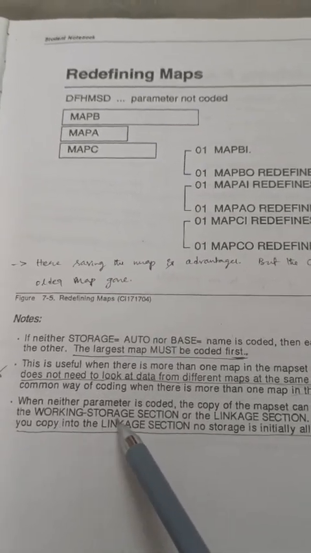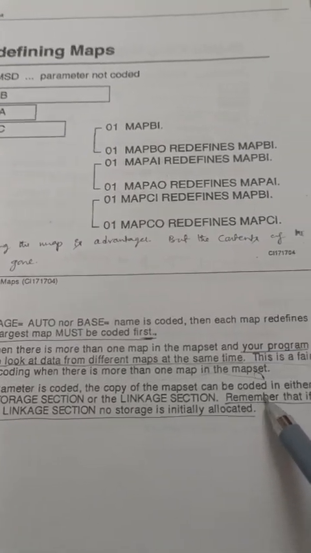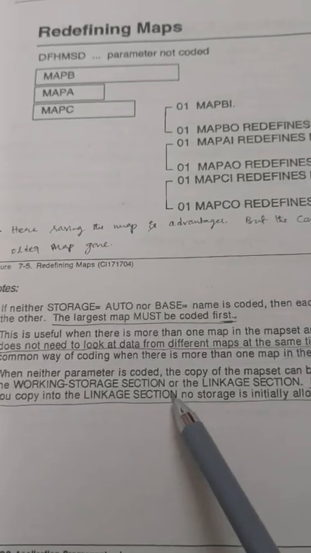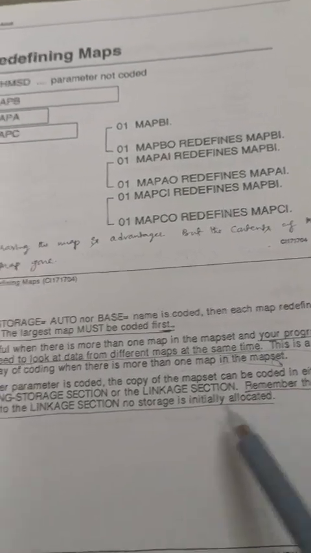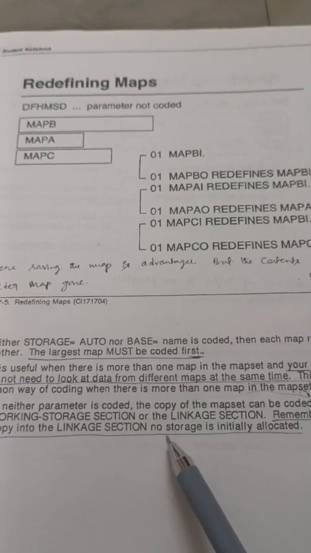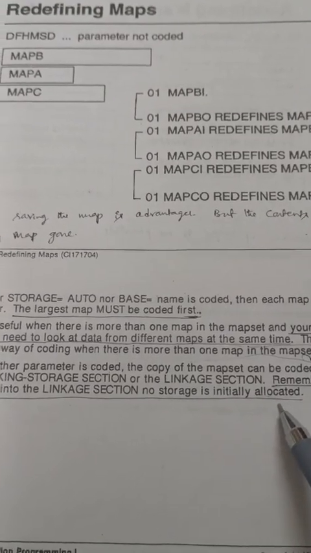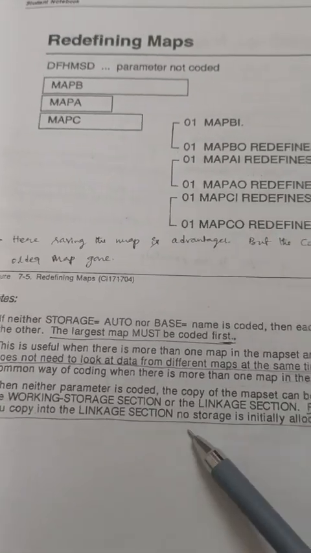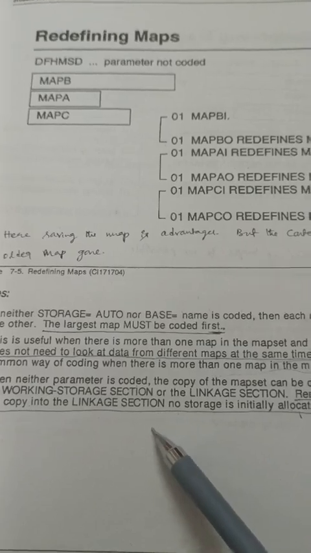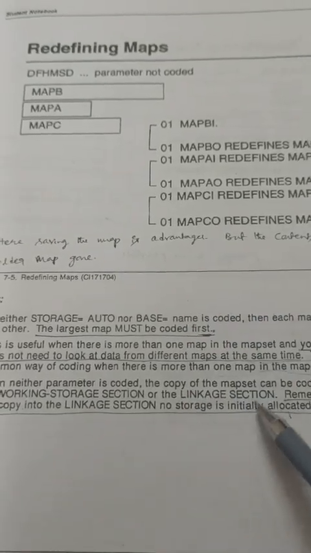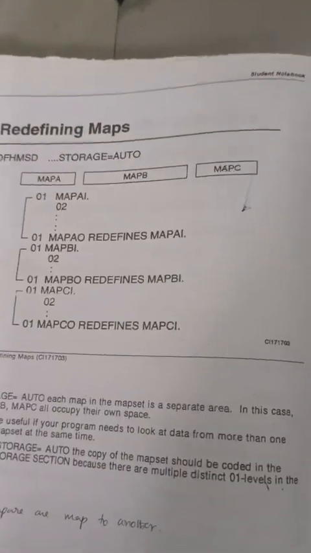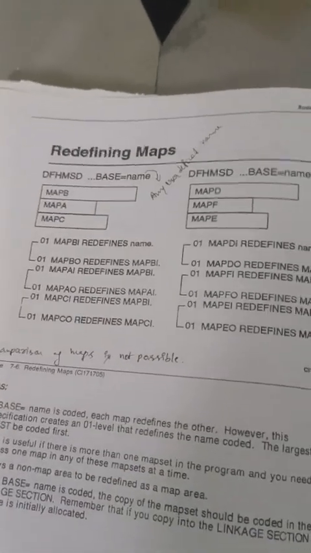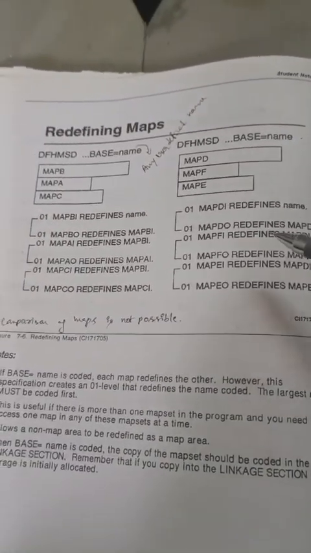And when neither parameter is coded, the copy of the map set can be coded in either the working storage section or the linkage section. Remember that if you copy into the linkage section, no storage is initially allocated. That is also one of the disadvantages, because in the linkage section every time fresh data will get created.